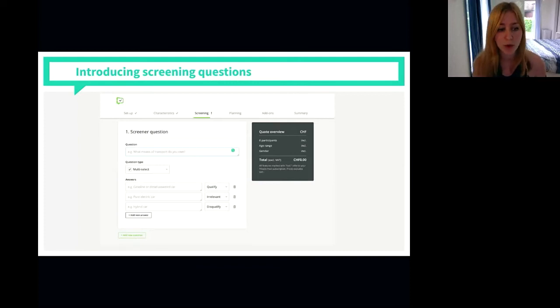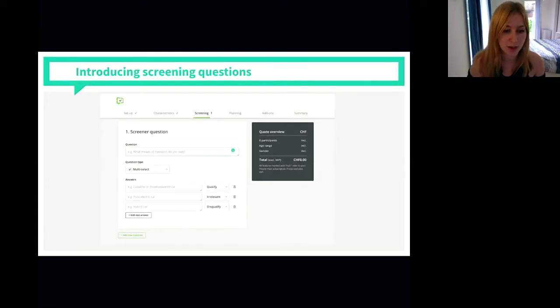Right now you have both options. So it works like this. It's very simple. You just write down the question here, like for example, what means of transport do you own? And then you select the question type. We have 3 different question types: multi-select, single select, and free text. And then you can write as many answers as you need. And then you select the type of answer that is going to rule the question.